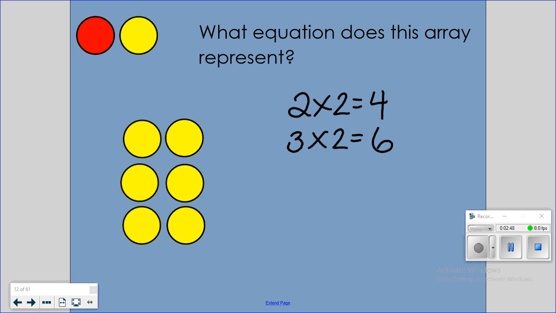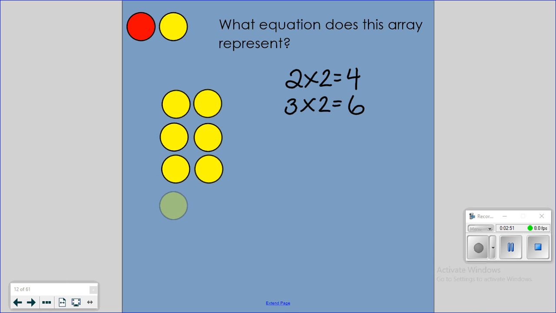What if I add another group of 2? Add on to your array. So your array looks like my array, but what if I add another group of 2? What equation does that now match? Tell me. 4 groups of 2 is equal to 8.